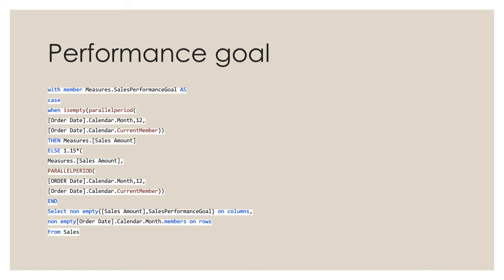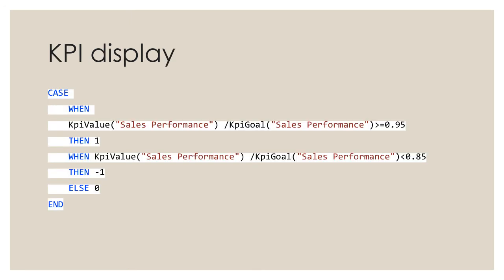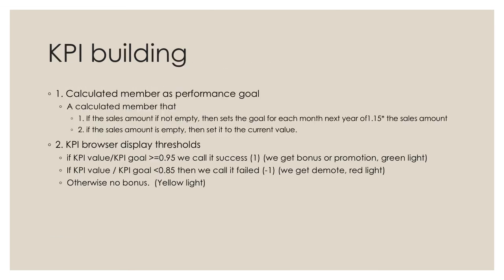So as long as you have this, you should be fine. And then for KPI display, just say if the value is greater than 0.95. Those are just translations of the words here.